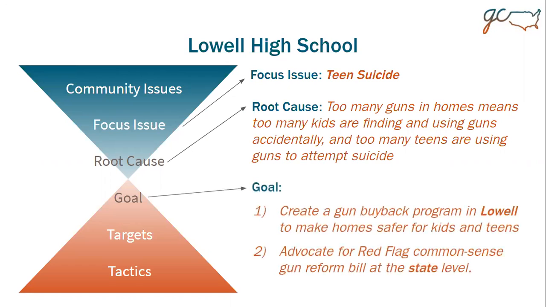And what they ended up doing as a goal, which you might not have seen based on the focus issue of teen suicide, is that they came up with a gun buyback program to make homes safer for kids and teens. And they also advocated for a red flag common sense gun reform bill at the state level. So they were doing two things simultaneously. You had certain groups working on this gun buyback program, while you had other group members advocating for something at the state level. So you had this combo city-state thing happening simultaneously.